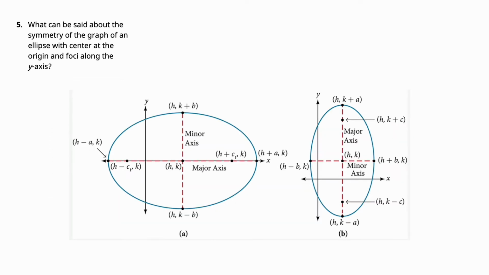But if I'm at just any old point, h, k, we still have symmetry around the minor axis and the major axis, but it's no longer necessarily the x or the y axis. We still have that same symmetry, it's just that the major and minor axes have been moved some distance, h and k.